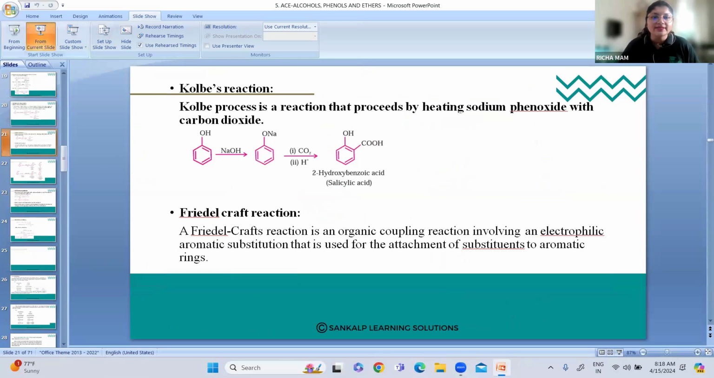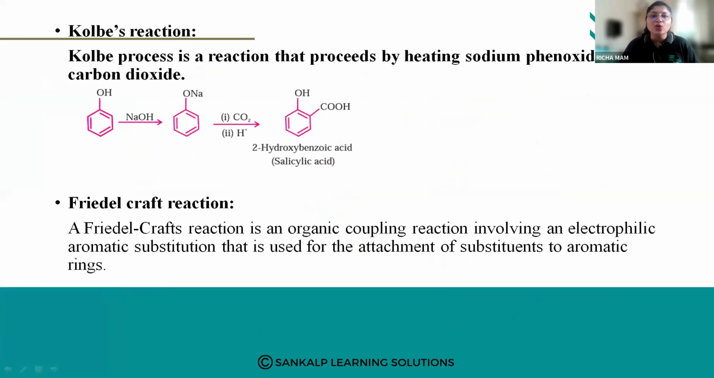Next one is Kolbe's reaction. So what is this Kolbe's reaction? We are going to produce salicylic acid, and we are going to take phenol.